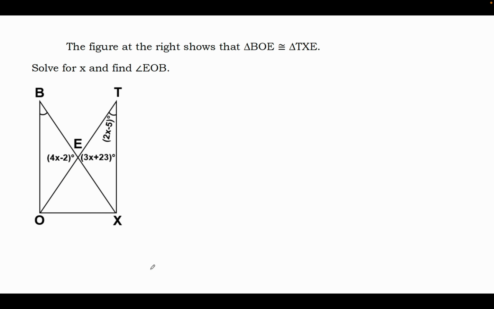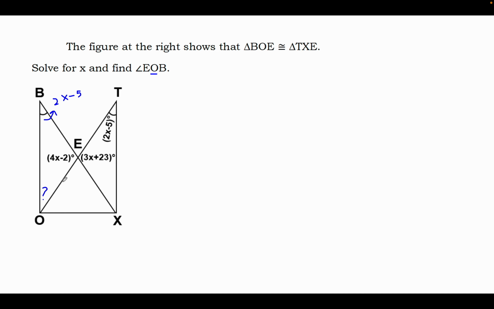How about this one? So the figure at the right shows that triangle BOE is congruent to triangle TXE. Solve for x and find angle EOB. So angle EOB, meaning ang hinahanap ay angle O. Kung ano ang nasa gitna, ito ang hinahanap, angle O. Okay, again, start tayo sa given and observe the markings. Angle B and angle T are congruent angles. Therefore, this is also 2x minus 5.